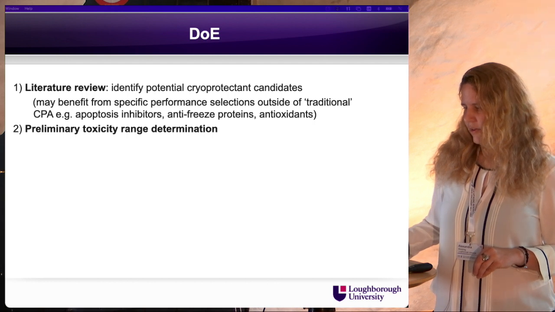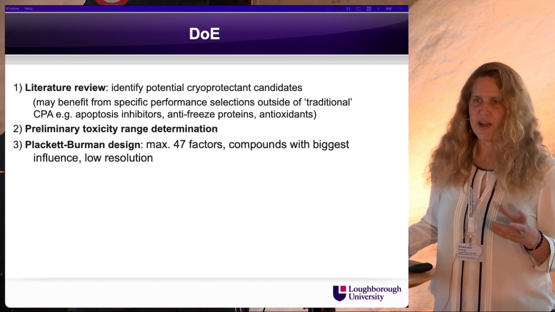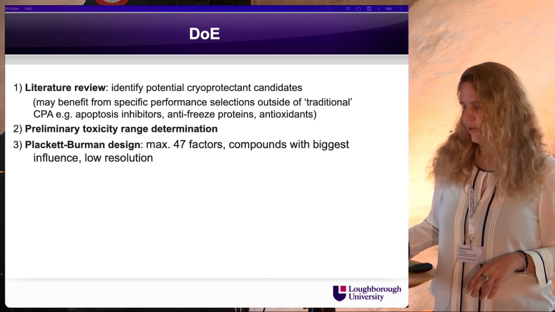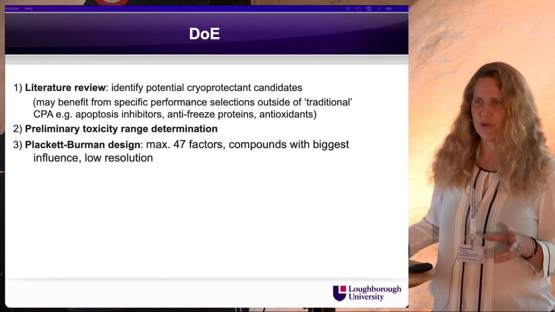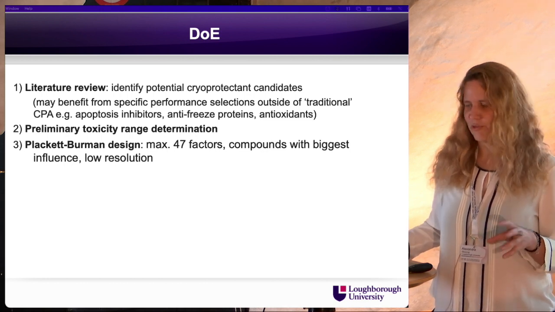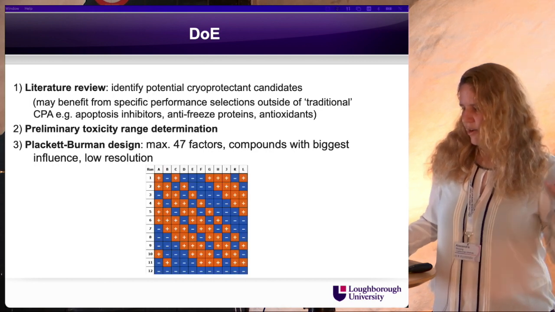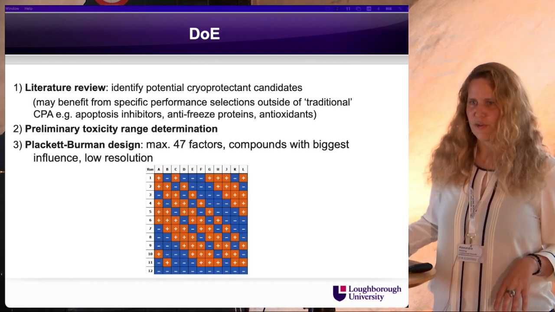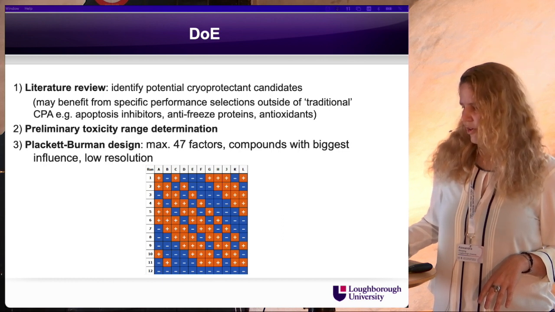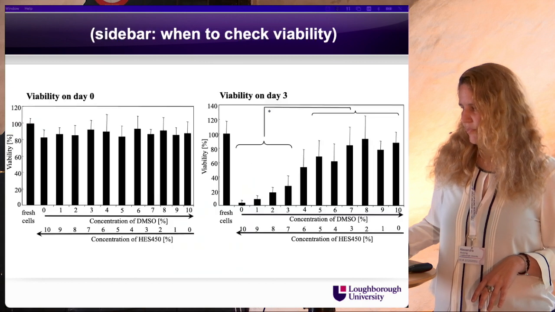And then next, we did the Plackett-Burman design. You can have up to 47 factor combinations, and what we wanted to find out is what's the biggest positive influence on our cryopreservation. It's a matrix, and basically the software spits out in what concentrations you should test, and in what order.